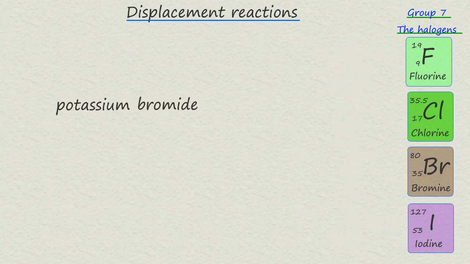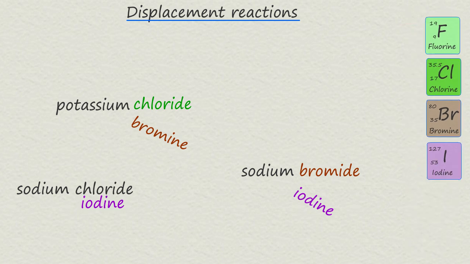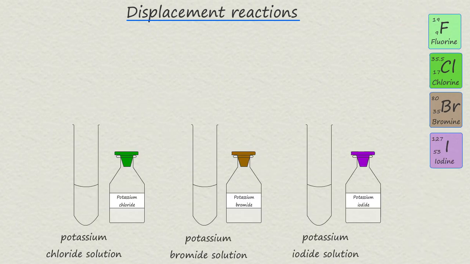Now a halogen displacement reaction is one where a more reactive halogen will kick out or remove a less reactive halogen from its compounds or solutions. As an example, consider the following experiment.